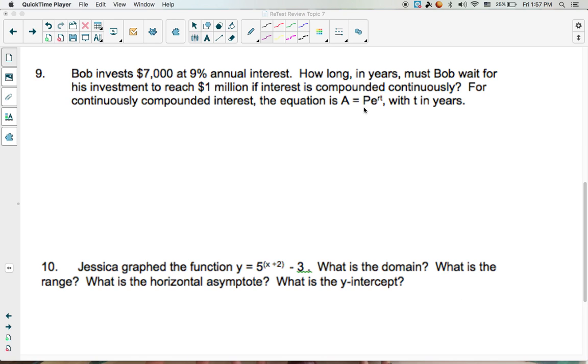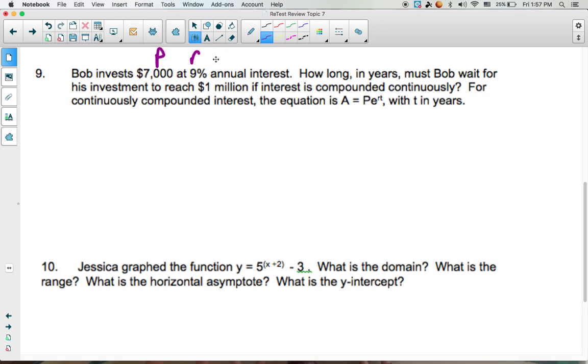Alright, so the P is how much you invested, so Bob is going to invest $7,000. So this would be the P. E is 2.718281828, but there's a button on your calculator for e, so we won't worry about that. R is the interest rate as a decimal, so r is 9%, which as a decimal is 0.09. Just take 9 divided by 100, and you'll get 0.09. And then t is how long it's going to take for your money to compound.